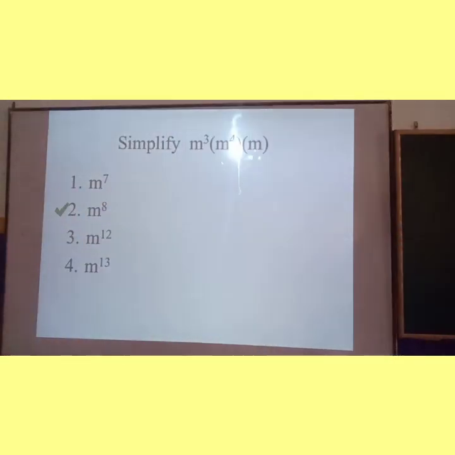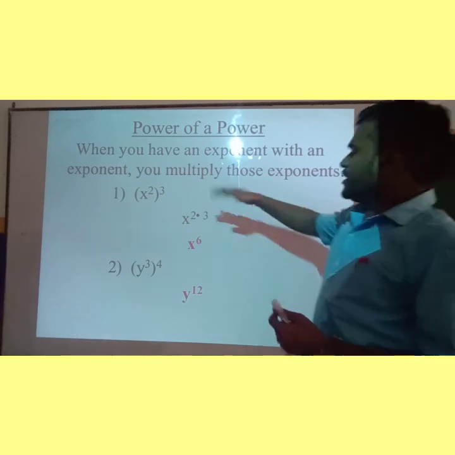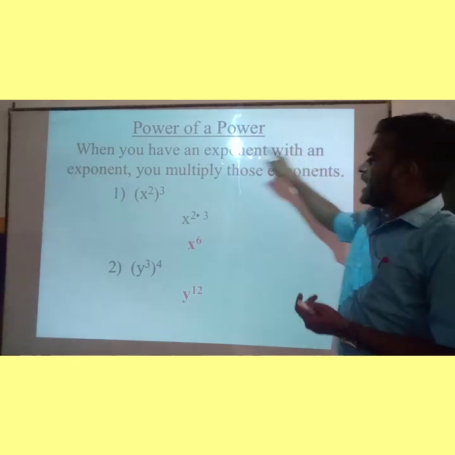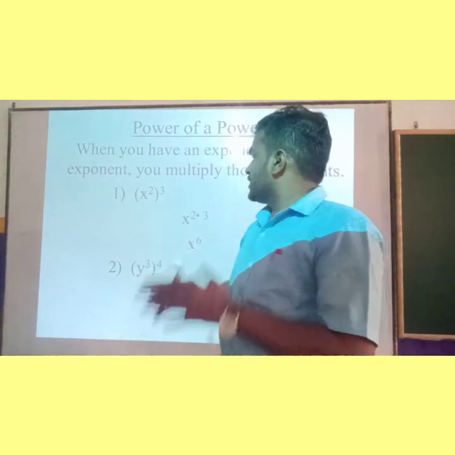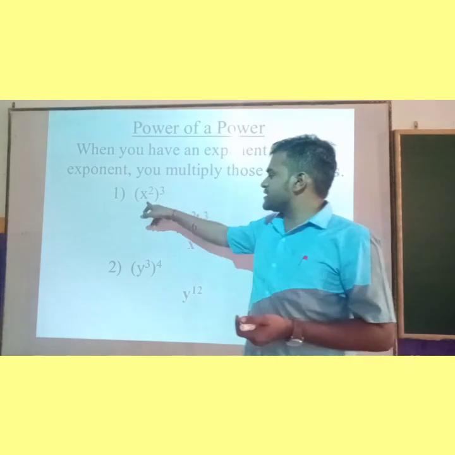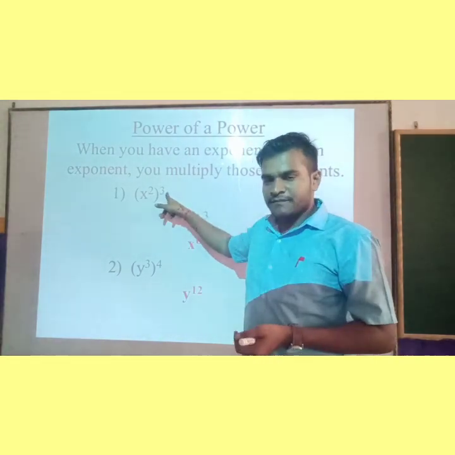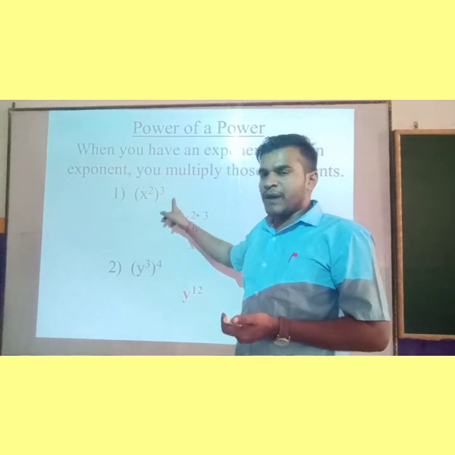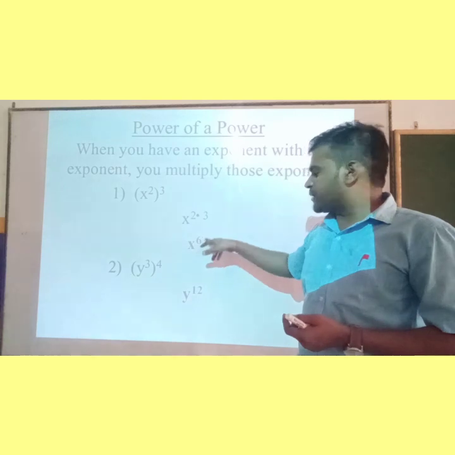And next is the powers of power. If power of power is given, then when you have an exponent with an exponent, then we multiply those exponents. Like here x square whole cube. So exponent will be multiplied. So what you will get? X power 2 into 3. So x power 6.